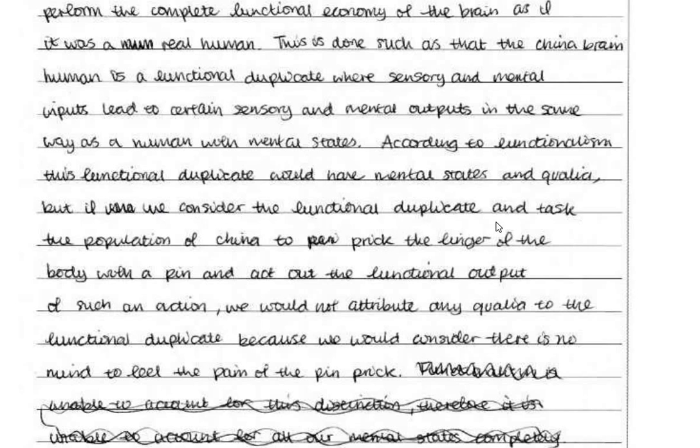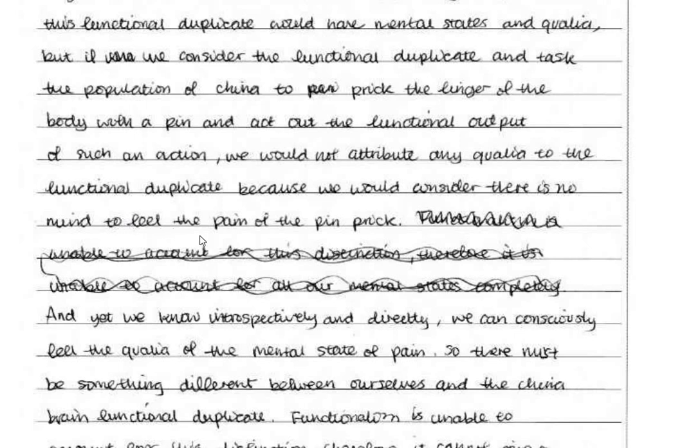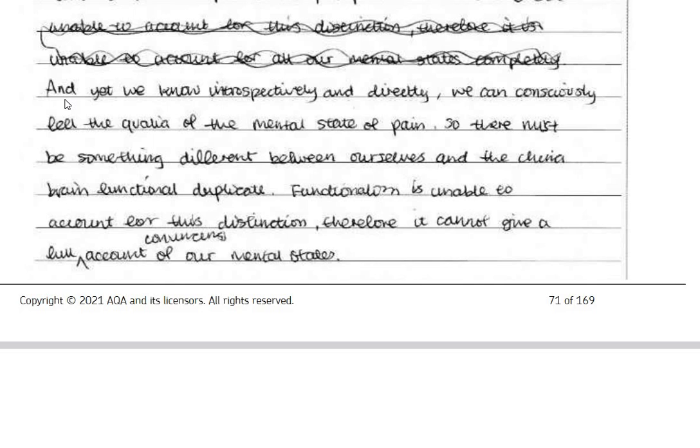But if we consider the functional duplicate and task the population of China to prick the finger of a body with a pin and act out the functional output of such an action, we would not attribute any qualia to the functional duplicate, because we consider there is no mind to feel the pain of the pinprick. Okay, and yet we know introspectively and we can consciously feel the qualia of the mental state of pain. So there must be something different between ourselves and the China brain functional duplicate.